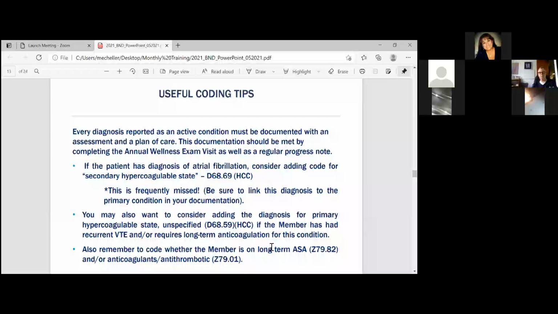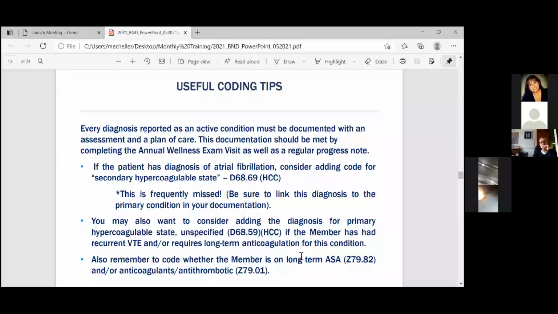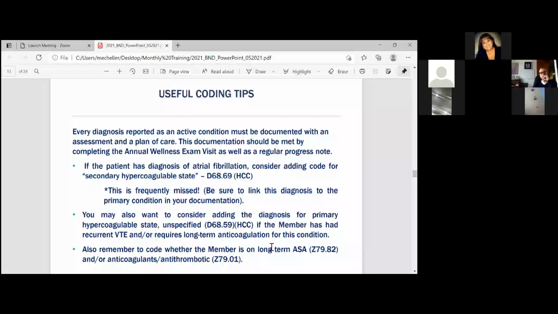So every diagnosis reporting has an active condition. It must be documented and assessed, with a care plan. So you have to have a plan of care documented. The documentation should be met by either completing an annual wellness exam or through a regular progress note. So we'll take your progress note or your annual health visit in order to ensure that we're capturing all of your data.